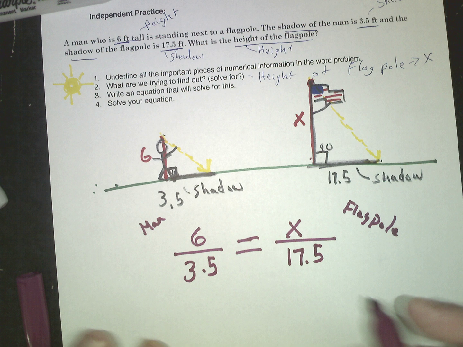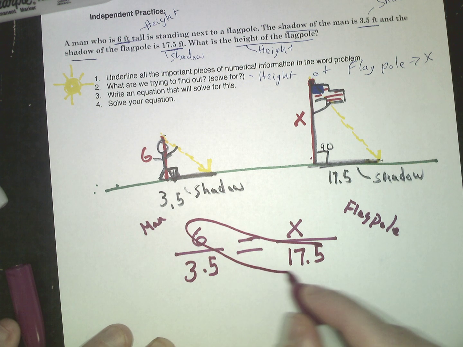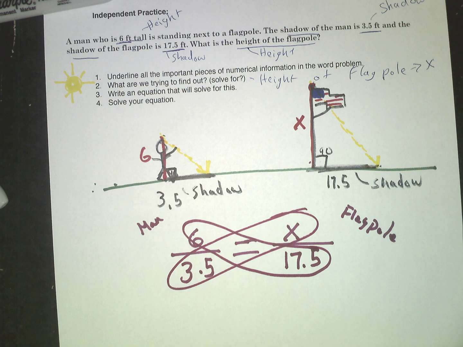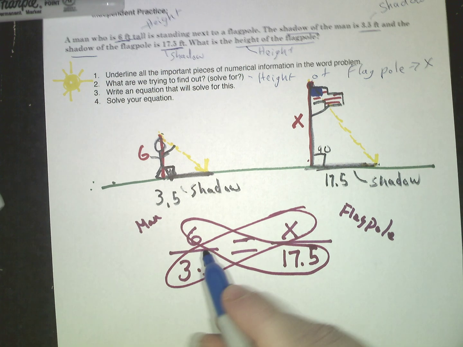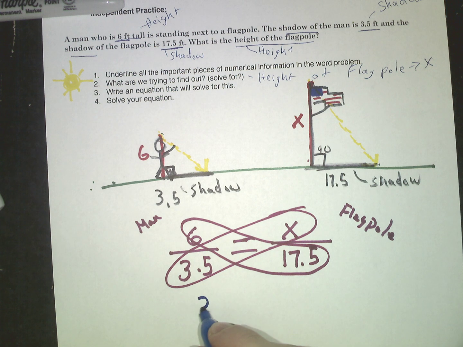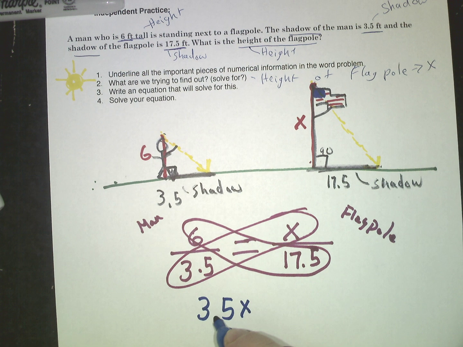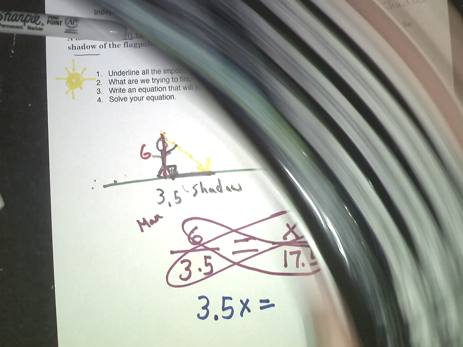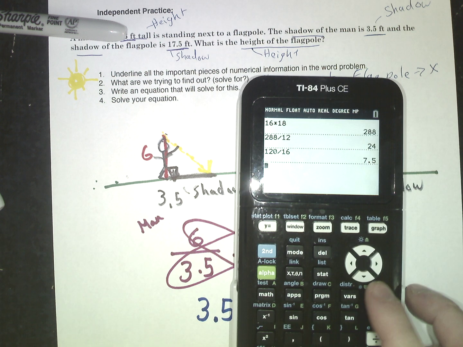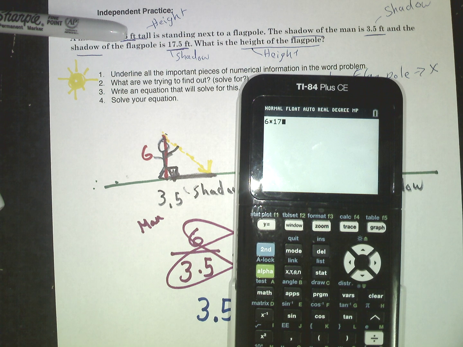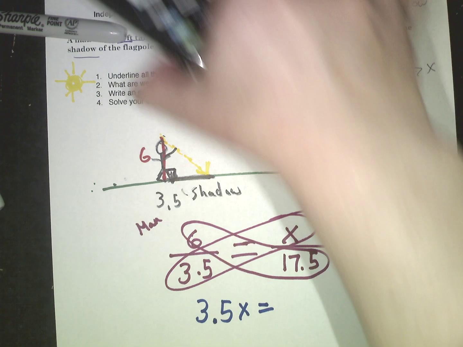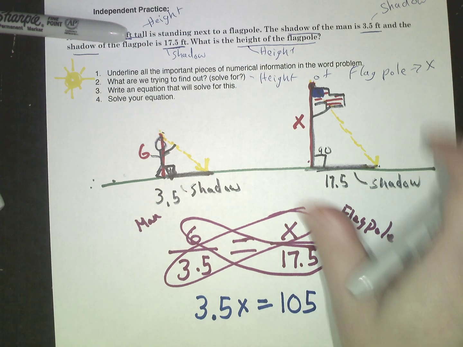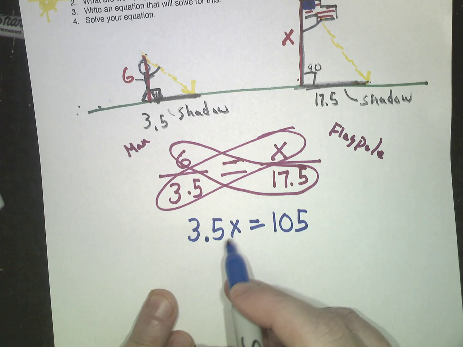Next step, cross multiplication. Let's get another color. I'm going to go with blue now. 3.5 times x is 3.5x, equals 6 times 17.5. Again, it's a number. I'm going to let the calculator do it because I can't do that in my head. 6 times 17.5 gives me 105. Okay, it's a nice round number. There we go.